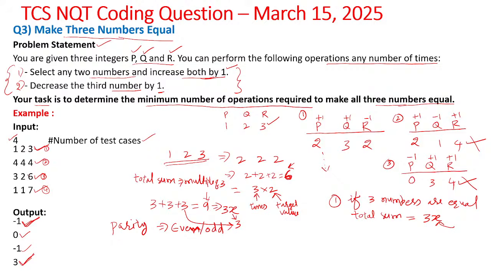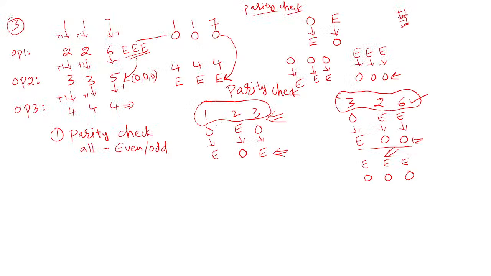Okay, 1 2 3, 3 to 6. Let us see here, 1 2 3, see, odd even odd. Okay, so it is not possible, these numbers never become equal. Okay, 3 to 6 also, these numbers never become equal. Okay, so that's why for these cases directly you can return -1.